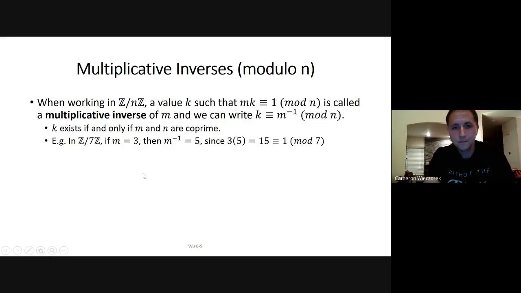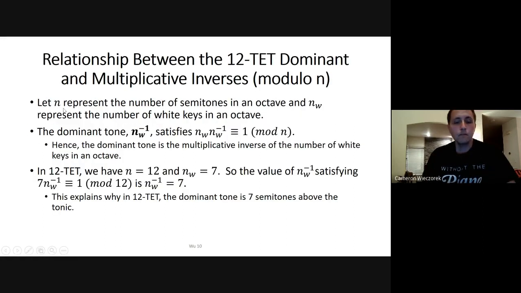Relating this back to the idea of our 12-TET, let n represent the number of semitones in an octave, and let n sub w represent the number of white keys in an octave. The dominant tone, which we're going to call n sub w inverse, satisfies the equation n sub w times n sub w inverse is congruent to 1 mod n. So this is where it relates to the multiplicative inverse. In other words, the dominant tone, n sub w inverse, is the multiplicative inverse of the number of white keys in an octave. So let's actually compute what n sub w inverse would be in Z mod 12Z.